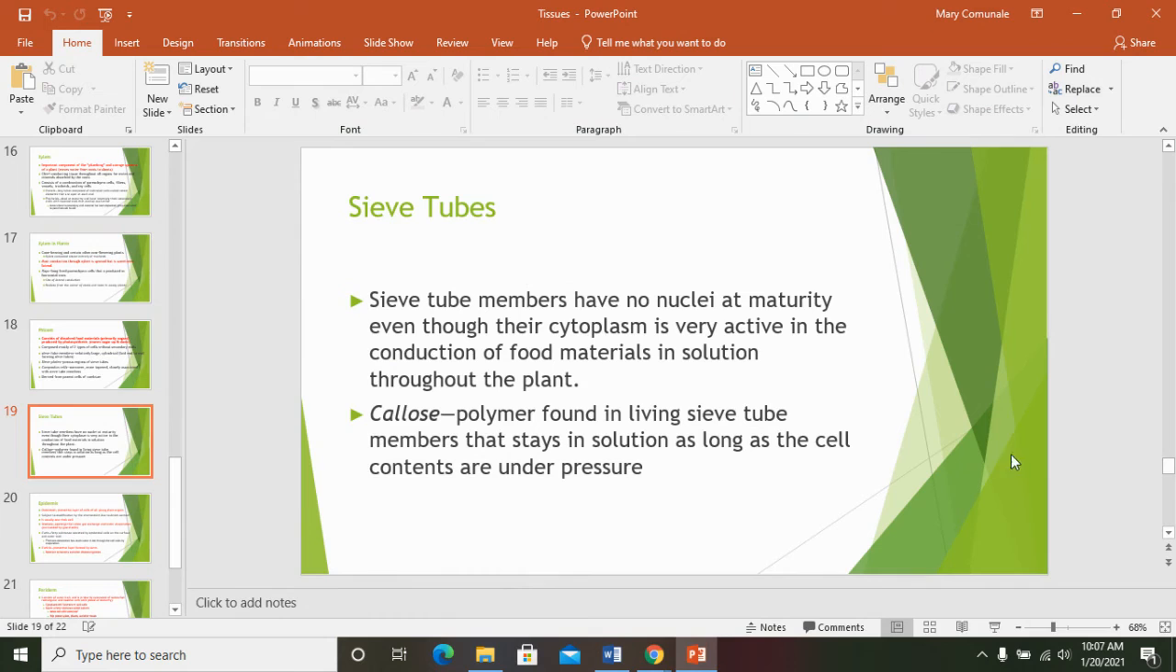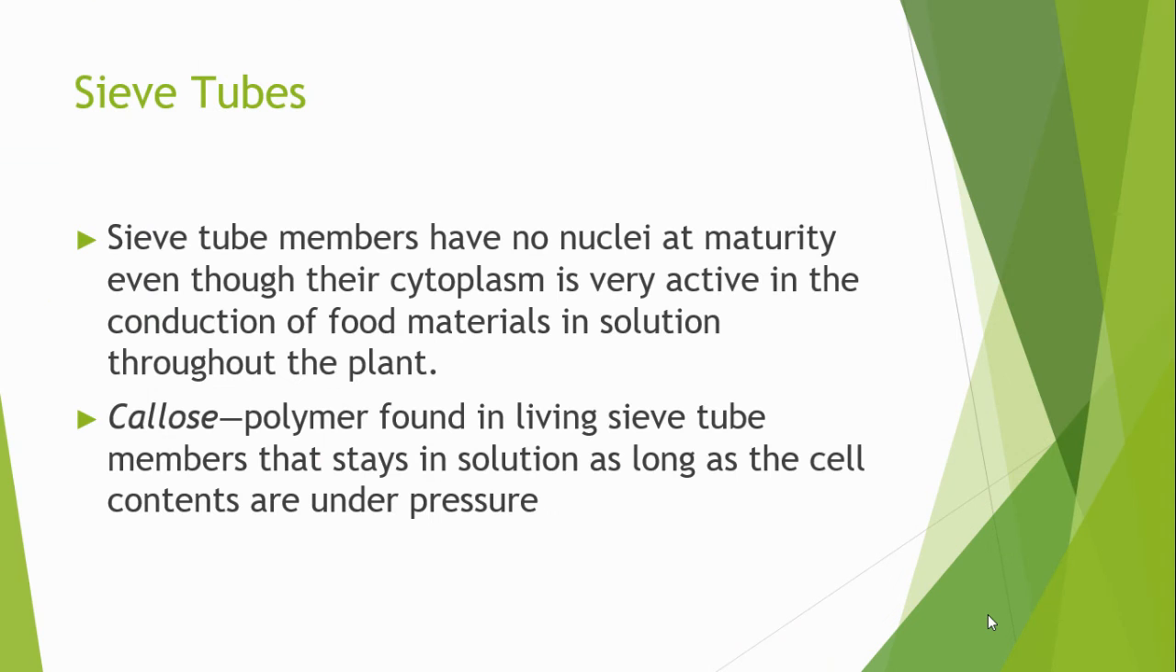Okay, so getting back to talking about sieve tubes. These are members that have no nuclei at maturity, even though their cytoplasm is very active in the conduction of food materials in solution throughout the plant. Callose is a polymer found in sieve tubes. It's found in living sieve tube members and stays in solution as long as the cell contents are under pressure.